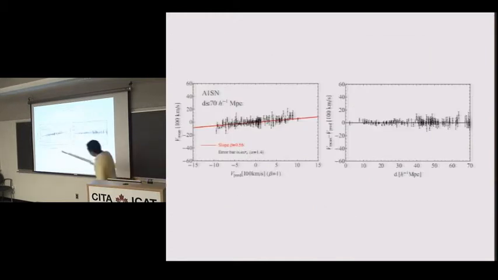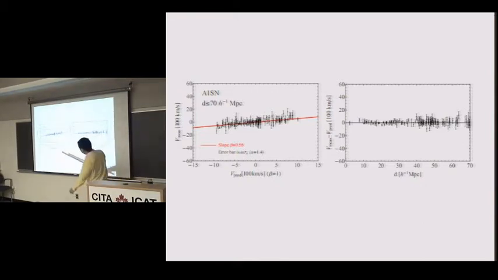So the left-hand side is the measured velocity, and this is the reconstructed, predicted velocity if you fit beta equals one. The linear fit is here, and the slope is here. You can see that for the supernova catalog, the data is pretty well aligned, scattered along that linear fit line. So basically it means that most of the large-scale velocity modes are consistent with our linear theory predictions.